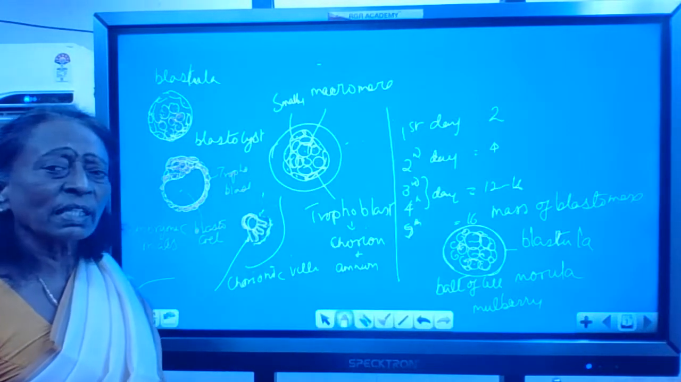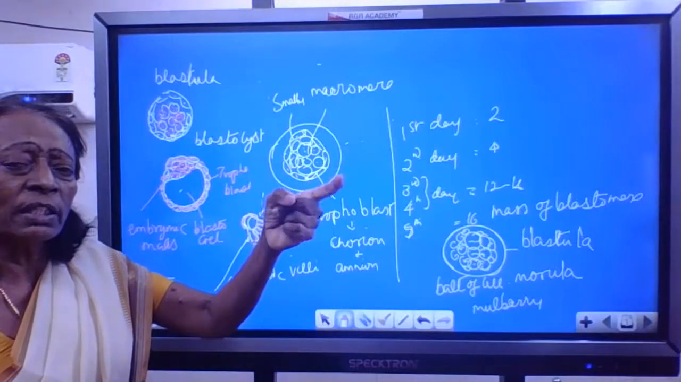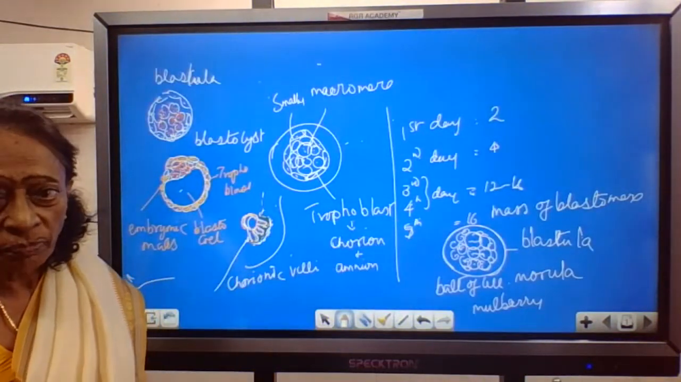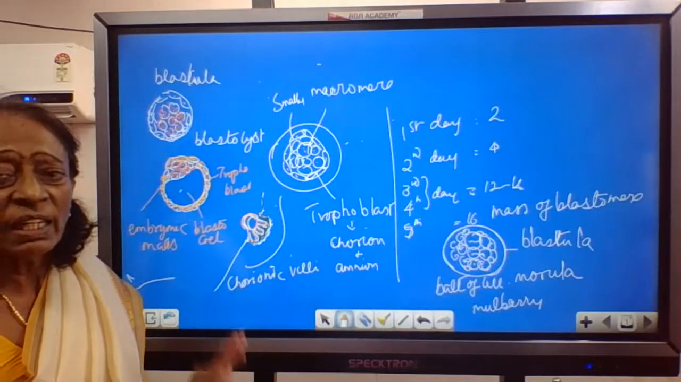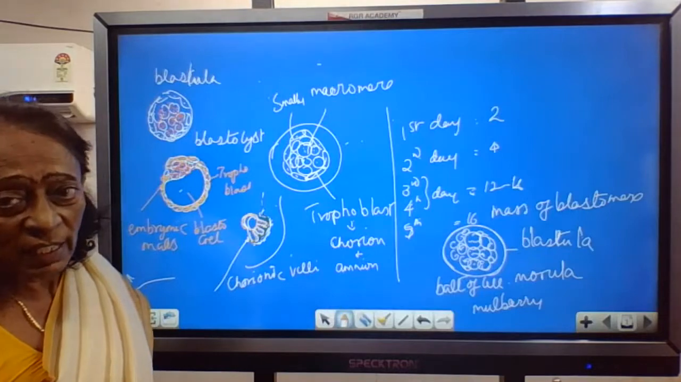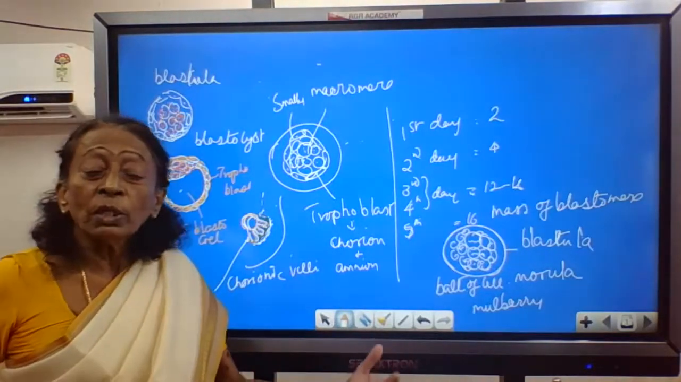What is the function of the placenta? Exchange of nutrients and other things from the mother, and the waste products from the embryo are expelled through the mother's blood. So the placenta is the functional and structural unit of a developing embryo. The phrase functional and structural unit is given; you will come across it in many places in zoology.